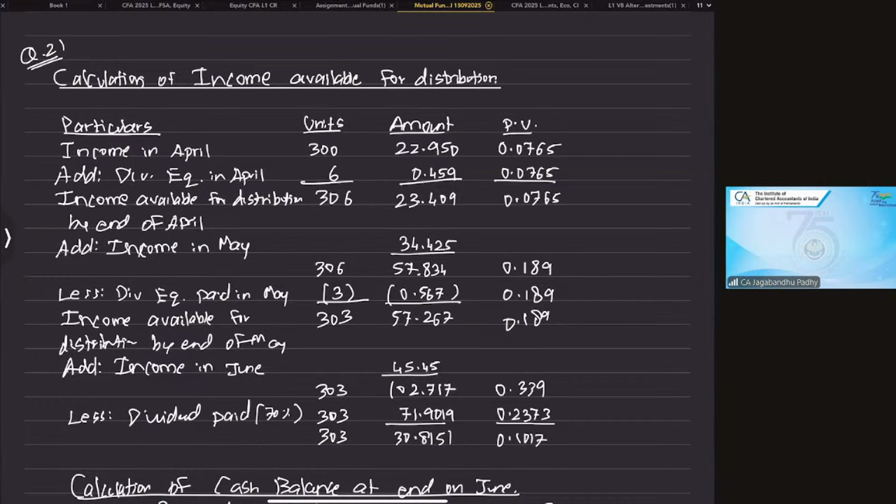Is this question clear to everyone? Yes, sir. The dividend equalization also we need to consider. It's not rocket science, just similar to what we have learned as cum-dividend and cum-interest. Each part we need to be very careful while doing the calculation. Okay, so with that, we are through with this mutual fund chapter.